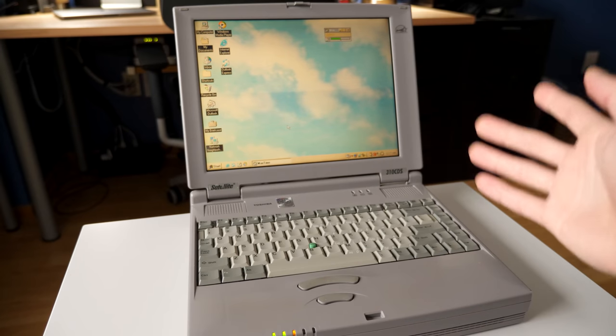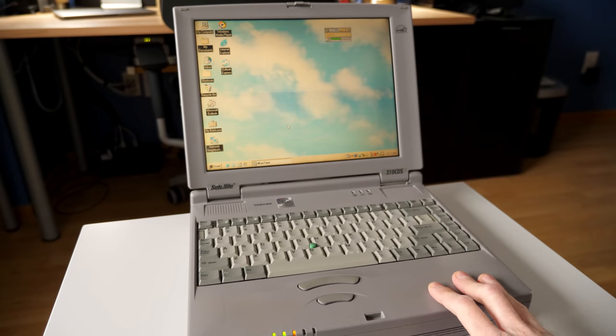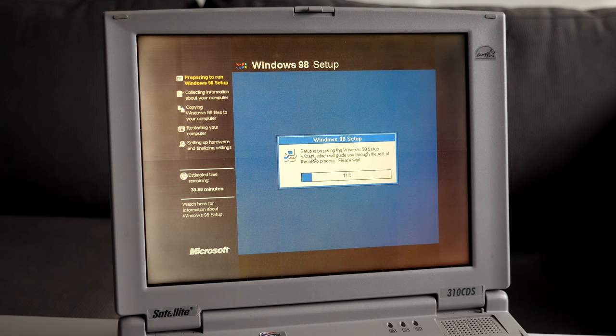Again, thank you, Tim, for sending this one my way. It's definitely a blast from my own past. I fondly remember this machine, and I'm glad to have it in my collection again.